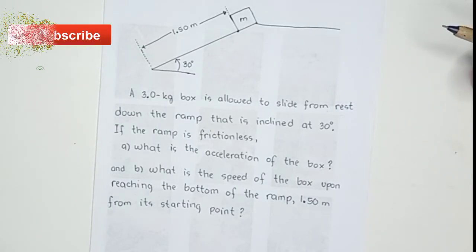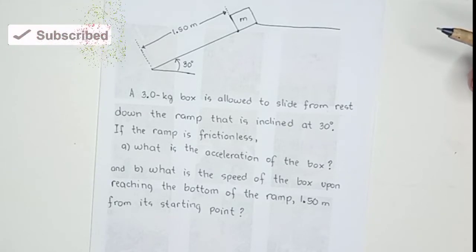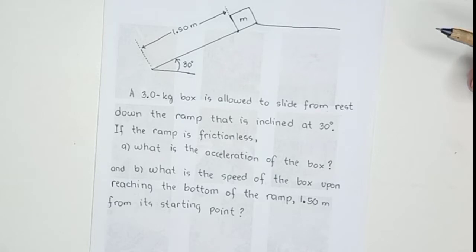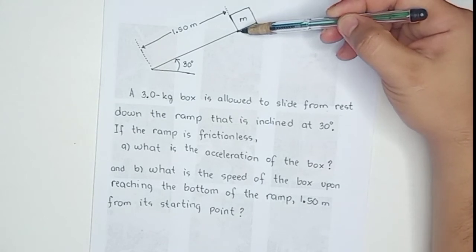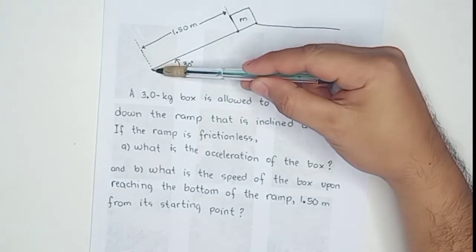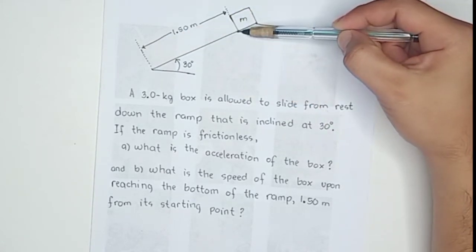A 3 kilogram box is allowed to slide from rest down the ramp that is inclined at 30 degrees. If the ramp is frictionless, what is the acceleration of the box? And what is the speed of the box upon reaching the bottom of the ramp 1.50 meters from its starting point? So this is the starting point of the box, and this is the bottom of the ramp, which is 1.50 meters from this starting point.